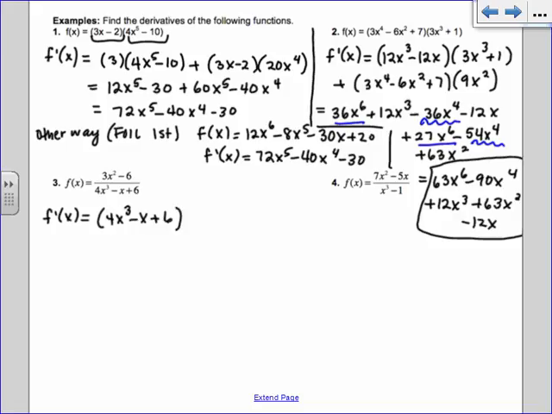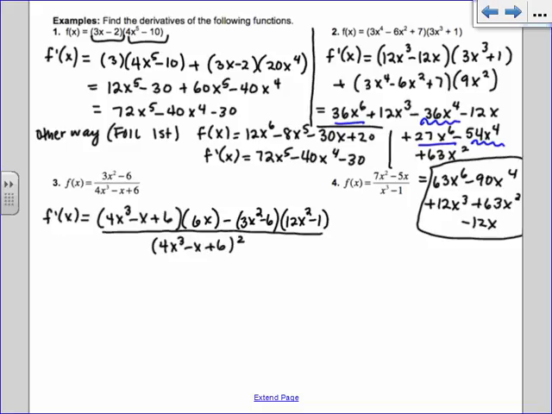So the low is the denominator. So low, d high. When I say d high, what I mean is the derivative of the part on top. So d high is going to be 6x minus high, so 3x squared minus 6, d low. So d low is going to be 12x squared minus 1. All over the square of what's below. So I'm going to do 4x cubed minus x plus 6. I usually just leave the bottom as something squared. I don't really FOIL that out.